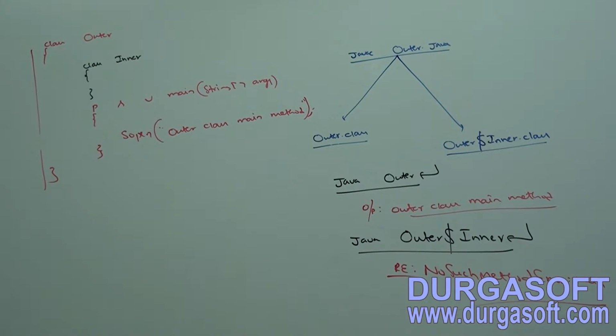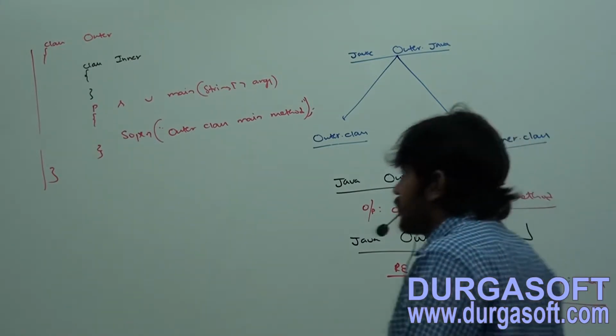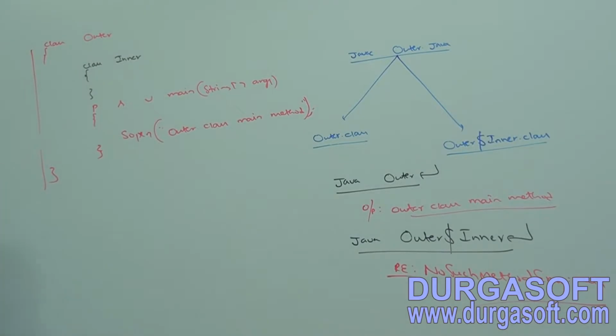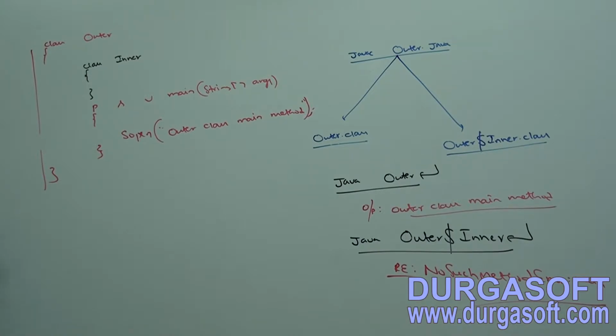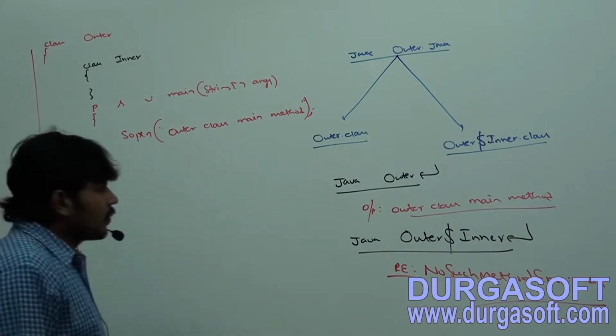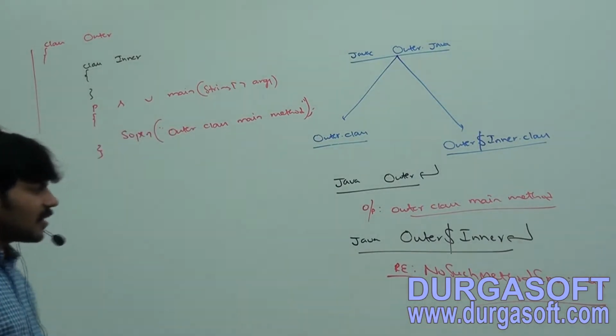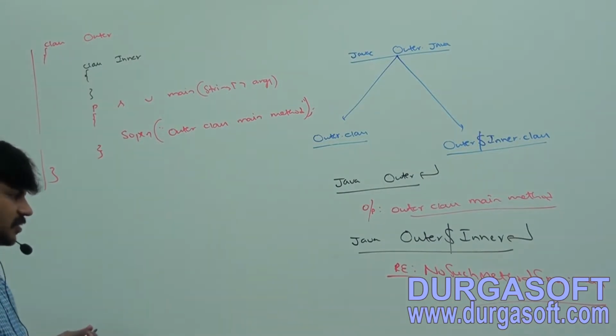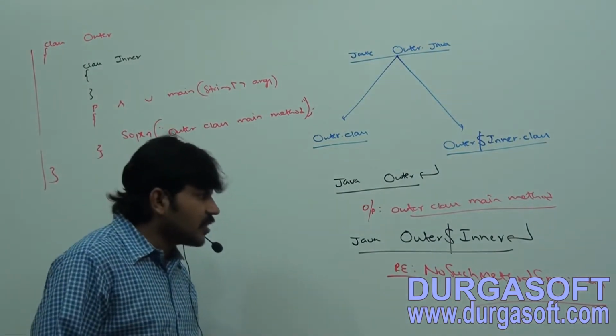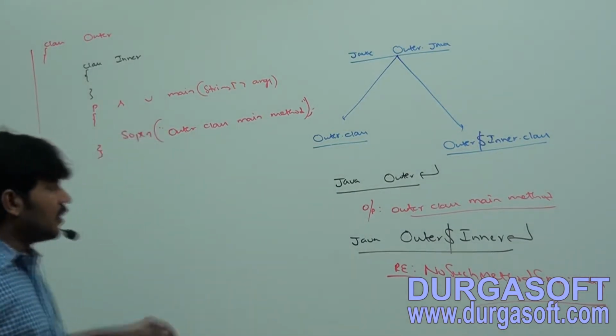Class outer, class inner, public static void main, outer class main method. Outer class main method. So java Outer$Inner. We will get a runtime exception saying NoSuchMethodError: main. Can you complete it, right?